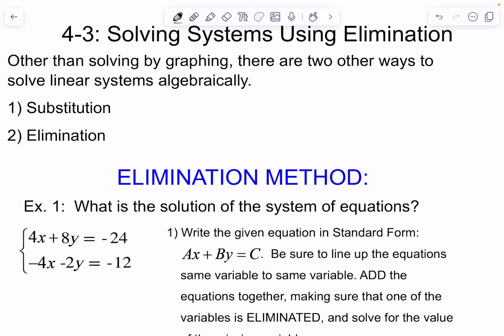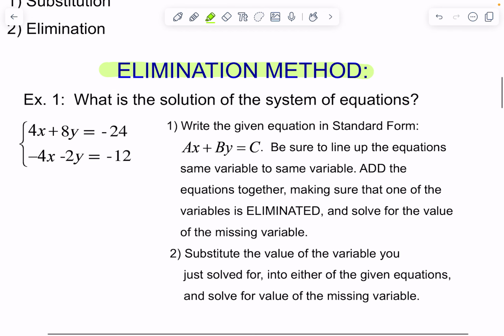Today we're going to learn how to solve systems of linear equations using the elimination method. Other than solving by graphing, there are two other ways to solve linear systems algebraically: by substitution and by elimination. Today we're going to focus on the elimination method, which in a nutshell is the concept where you're going to eliminate or cancel or get rid of one of the variables in the system and then solve for the remaining variable. It's quite easy.